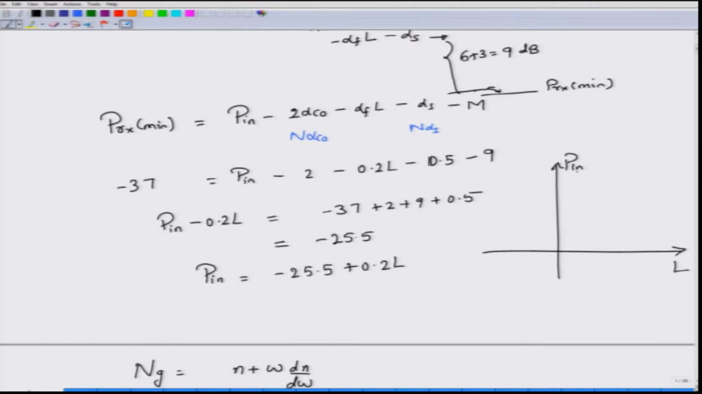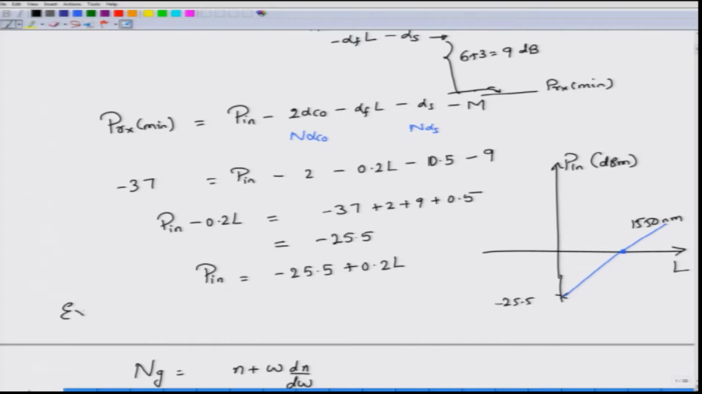If I want to propagate a certain distance L, what should be my P in? Of course, with L equal to 0, which is the case where there is no fiber, then P in can be at minus 25.5. Let us put all this in dBm. From here onwards it would be a straight line. At some point you will see that the P in will be equal to 0 dBm, and that will happen when L is 25.5 divided by 0.2, and this would be the graph that you are going to look at. Now this graph is for a 1550 nanometer operating window.